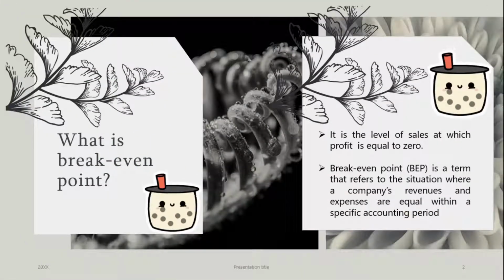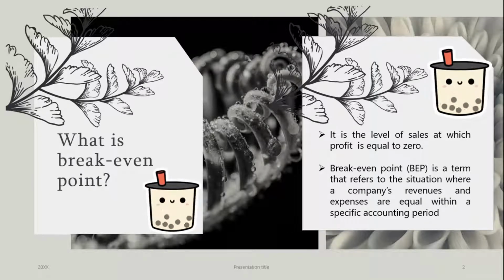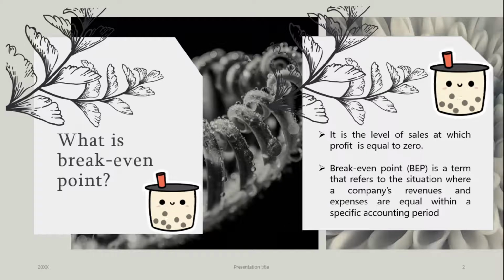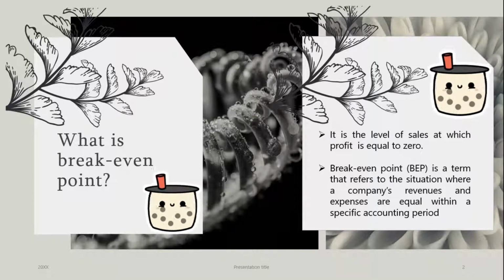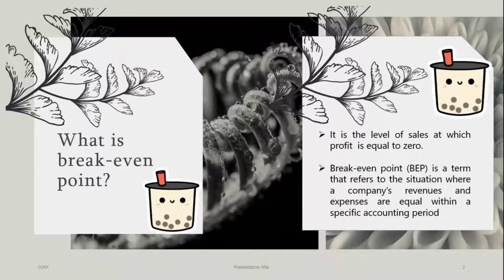To begin with, let us try to enlighten ourselves and take a little recall about break-even point. So what is break-even point? Break-even point is the level of sales at which profit is equal to zero. It is a term that refers to the situation where a company's revenues and expenses are equal within a specific accounting period. This simply implies that break-even point is the moment or point in which there is no net income and no net losses for a certain company or business. This is what it means when we say that the profit is equal to zero.